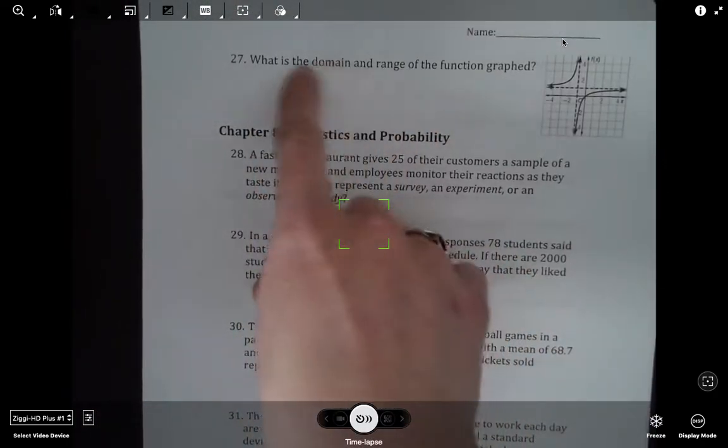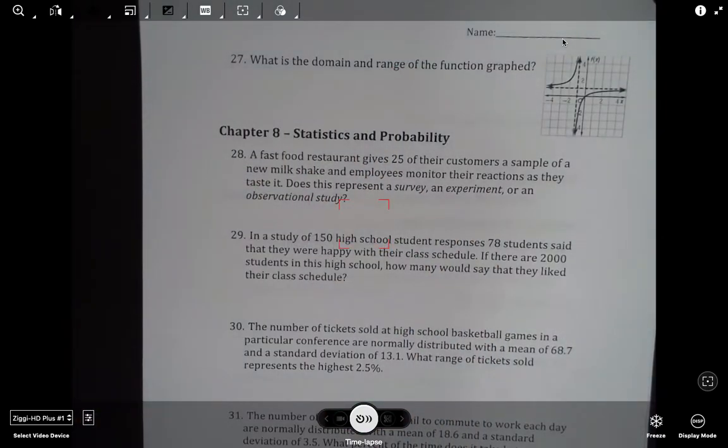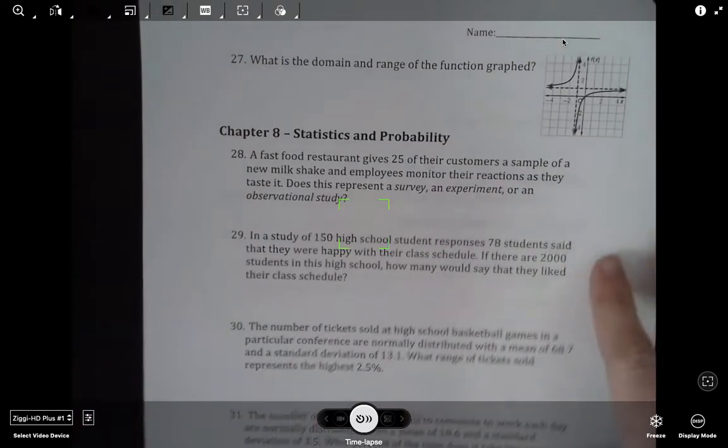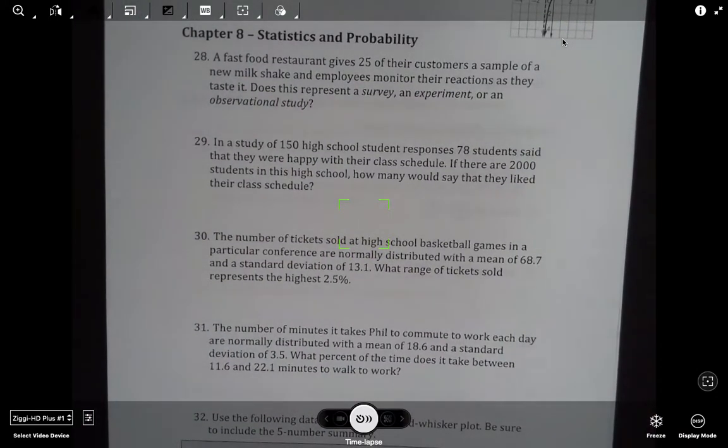I'm going to skip 27 for just a minute because we're going to do all of chapter 8 so we can keep all on the same page. Then we'll go back to 27, then we'll go backwards that way, okay? So let's do all of chapter 8 first, okay?